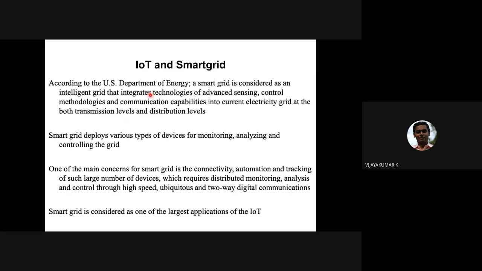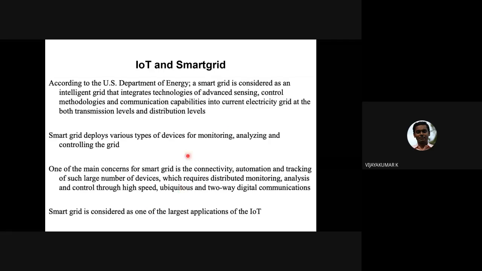Okay, so the smart grid. When we talk about the smart grid, we can integrate advanced sensing, communication, computation, and control methodologies in the transmission as well as distribution levels. We are adding these technologies in the transmission and distribution levels. By adding these technologies, we can monitor, analyze, and control the grid components. For that purpose, we are making our system smarter.